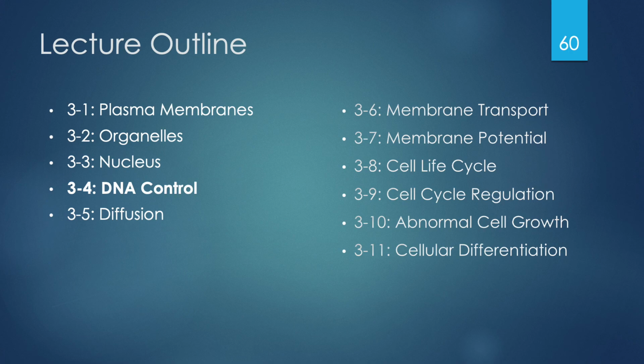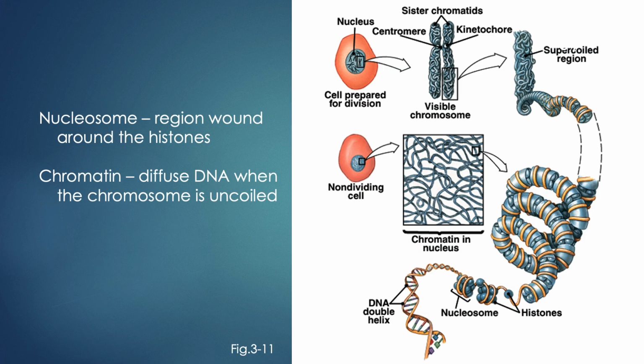Now we'll discuss how DNA controls the cells. Figure 3-11 in your text shows you how DNA is organized in the nucleus when the cell is either prepared for division or not prepared for division. First off, let's look at the bottom. You can see the standard DNA double helix structure, and there are nucleosomes, which are when that region wraps around the histones. So you can see that there's a lot of information that can be trapped in this area because it's so tightly coiled.